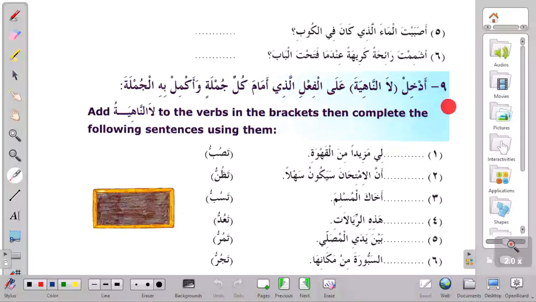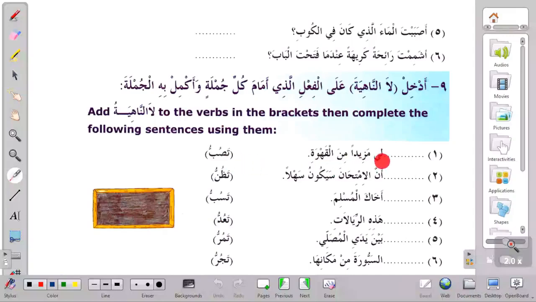Okay, now exercise number 9. أدخل لا الناحية على الفعل التي أمام كل جملة وأكمل به الجملة. That we should bring la al-nahiya and enter it into the following verbs that we are seeing, the verbs in front of each sentence. So let's try to do it. These are the verbs here. We are going to add la na here to them and use it to fill these pieces that you are seeing here. I hope that is clear.